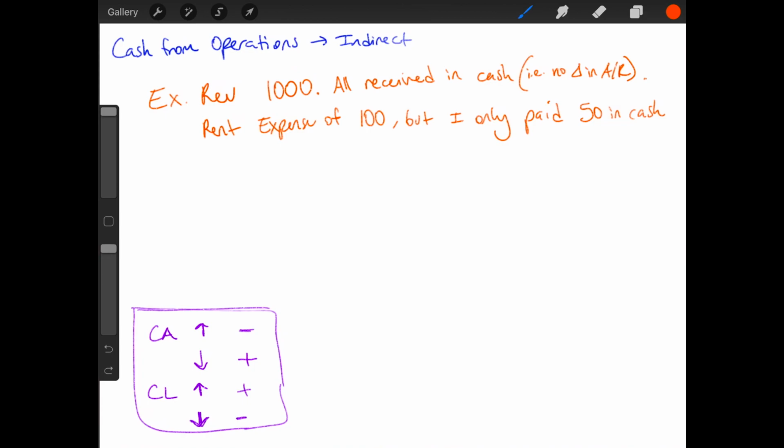And so in this example, we have revenue of $1,000 and all of it was received in cash, i.e. there was no change in our accounts receivable account. And then we had rent expense of $100, but we only paid $50 in cash. So our cash flows summarized is that $1,000 cash inflow, and then we have the $50 cash outflow for a total change of $950 increase in cash.